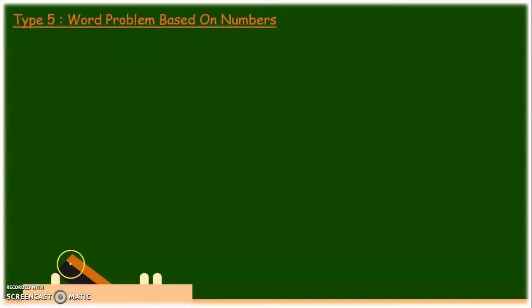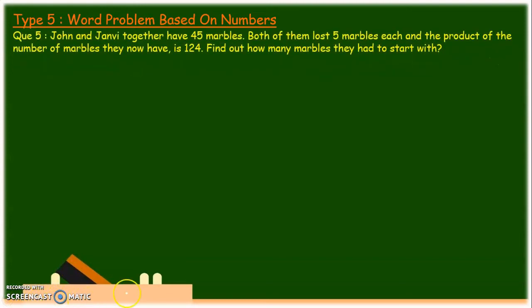Let's see the next type of problem, the word problem based on numbers. See the question here. John and Janvi together have 45 marbles. Both of them have lost 5 marbles each, and the product of the numbers of the marbles they have now is 124. So find out how many marbles they had to start with.